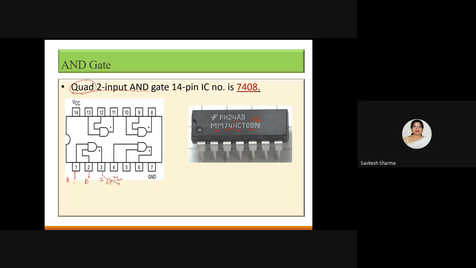Okay. So you can use a push button, that will connect this pin number 1 with VCC or 0. Same push button you will use at pin number 2 to connect with VCC or 0. Okay.